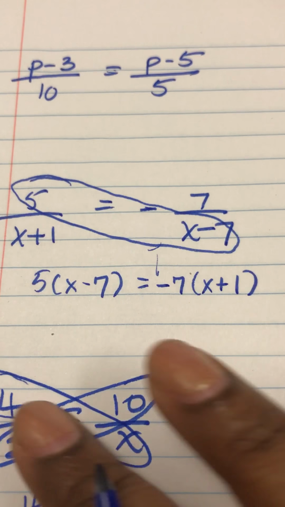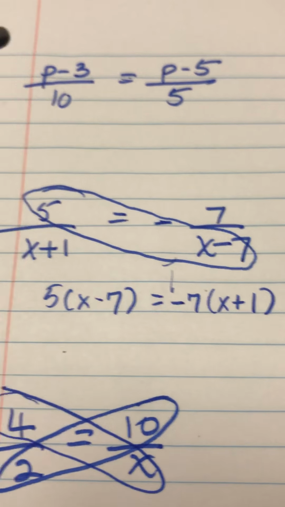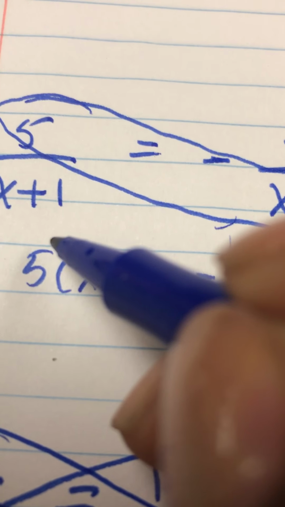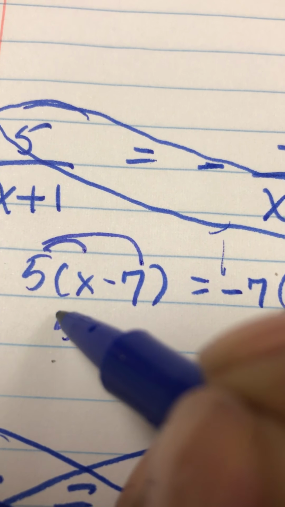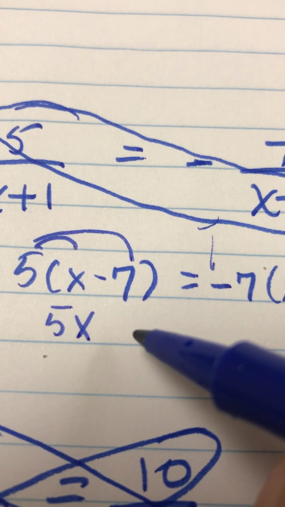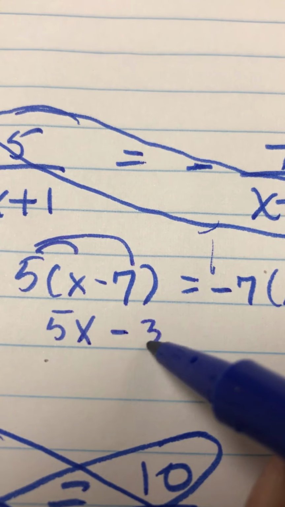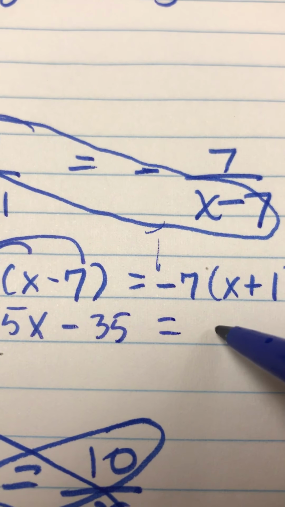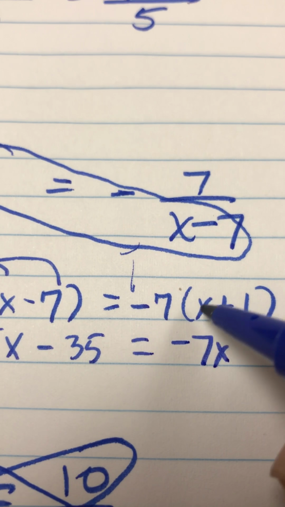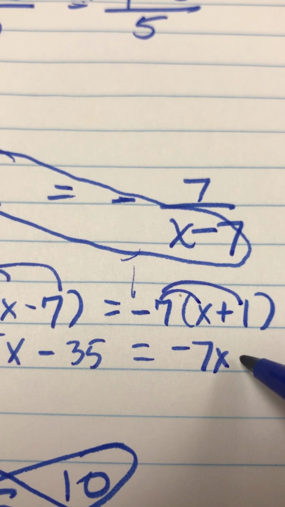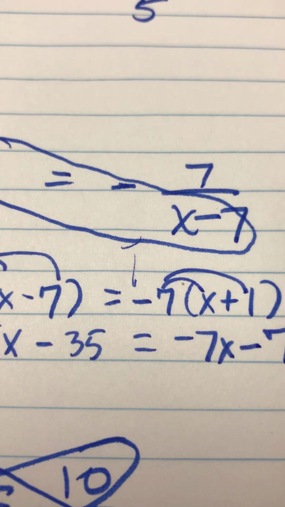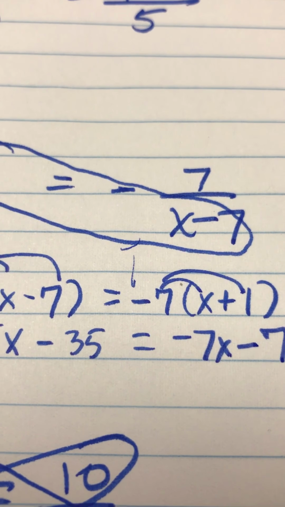Alright, so I have too much going on right here, so I'm going to go ahead and solve this by the distributive property that I'm going to move over. 5 times x will give you 5x. 5 times negative 7 will give us a negative 35. That's going to be equal to negative 7 times x, and then negative 7 times 1, which is negative 7. I'm just going to move us up a little bit. 5x minus 35 is equal to negative 7x minus 7.